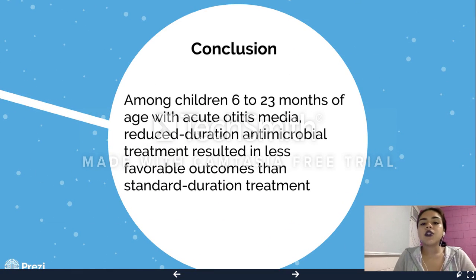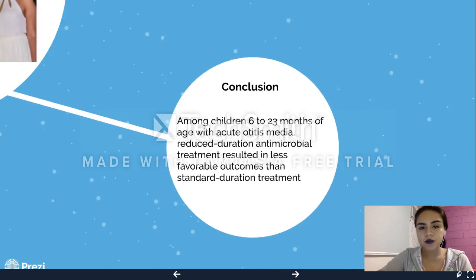Conclusion. Among children 6 to 23 months of age with acute otitis media, reduced duration of antimicrobial treatment resulted in less favorable outcomes than standard duration treatment.